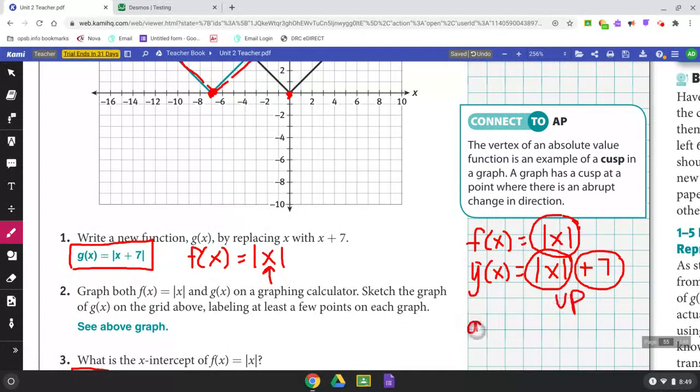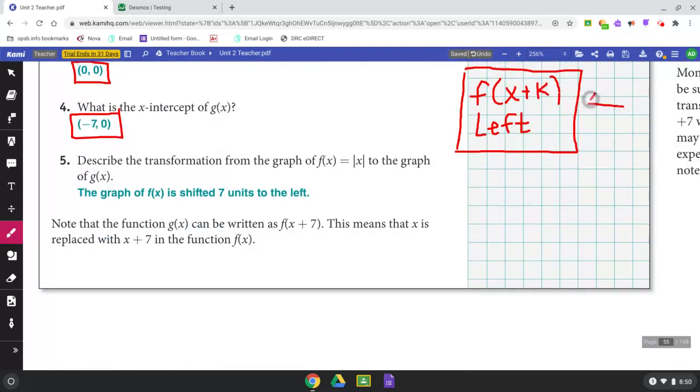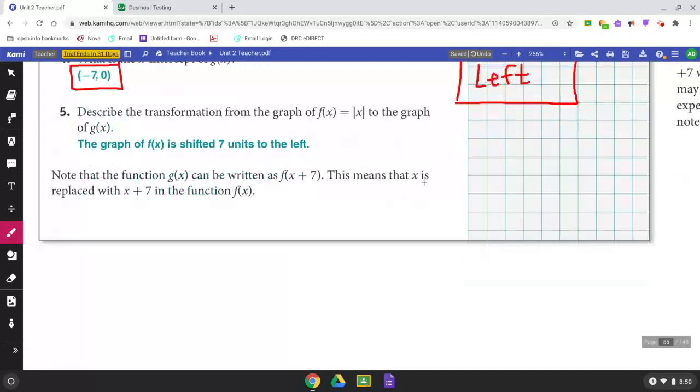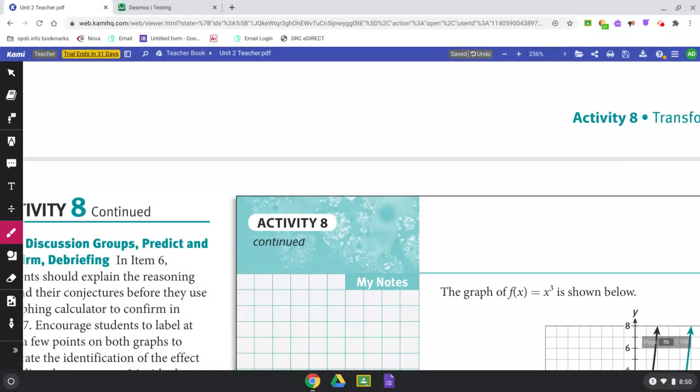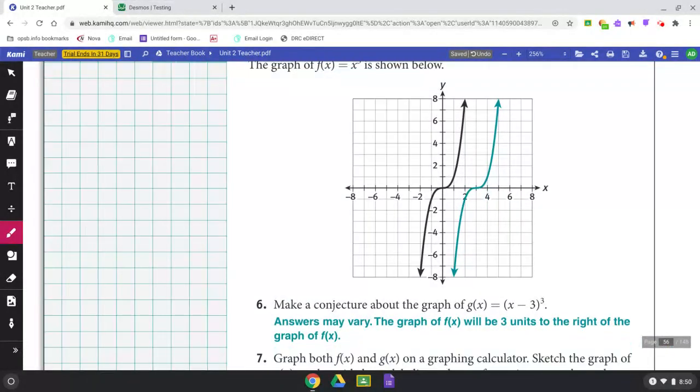But in this case, we had g of x equal to the absolute value of x plus 7 inside my parent function. So that means left. Okay, so make sure you understand the difference between the two. This is the third rule of transformation. F of x plus k is left, where you're doing the transformation within the parent function. Inside is what I try to get my kids to remember. I'm inside, not outside.